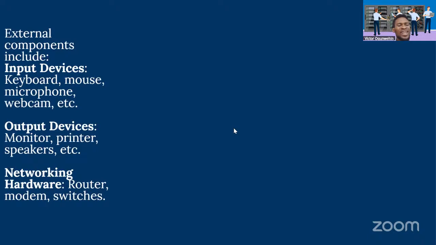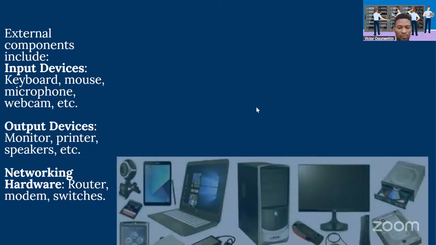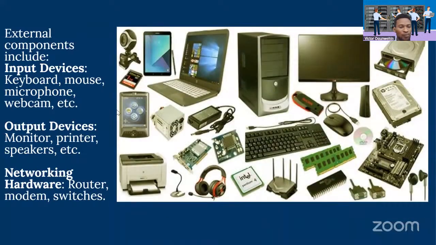Okay, under the external components of computer hardware that we can see and touch, the first section is input devices. These help you input data into the computer. We have the keyboard, the mouse, the microphone, and the webcam. The keyboard, of course, is used for inputting letters, numbers, and symbols, for writing, typing, and the like.